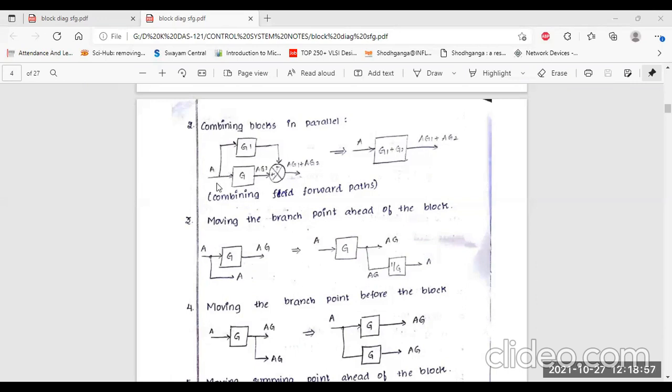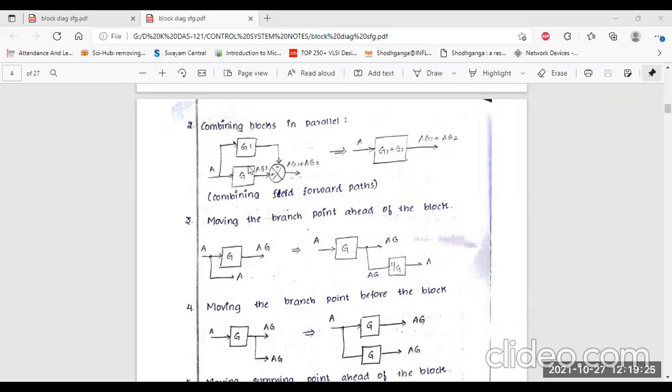A is the input, which is connected to the two blocks in parallel connection, G1 and G2. Then the G1 output comes from here, AG1. Another one, AG2, comes here. Finally we receive the result AG1 plus AG2. Clear? So this is combining blocks in parallel.